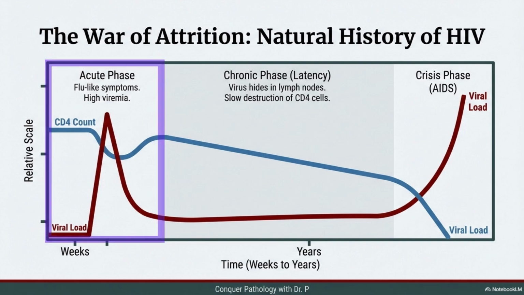Phase 1, the acute phase. The timing is weeks after infection, and the patient feels like they have the flu, fever, sore throat, rash. There is a high viral load in the blood. The virus is seeding into the lymph nodes.